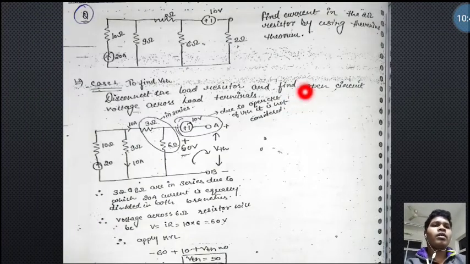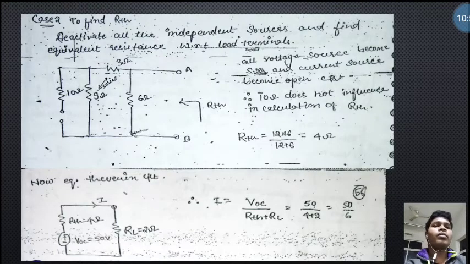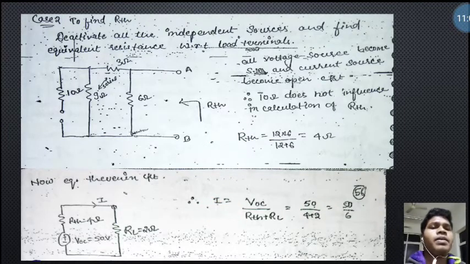So it is asking us to find the current across this 2 ohm resistance. So we got the current across this 2 ohm resistance, I is equal to 50 divided by 6.